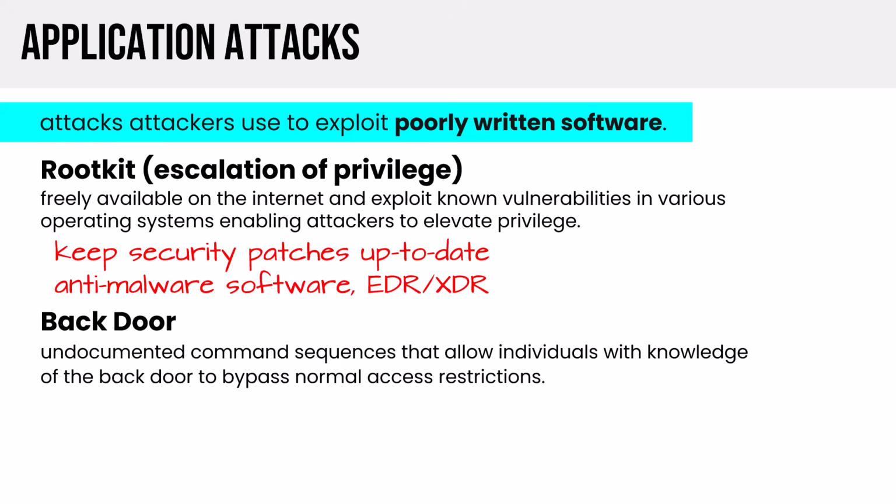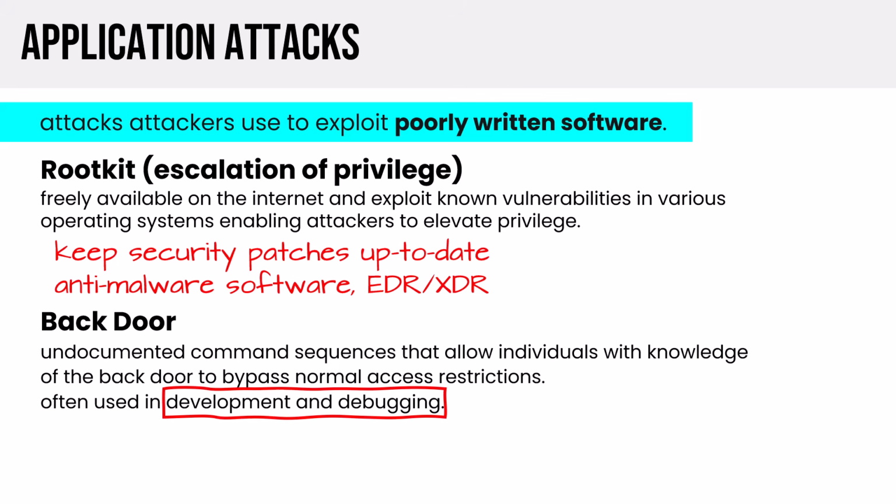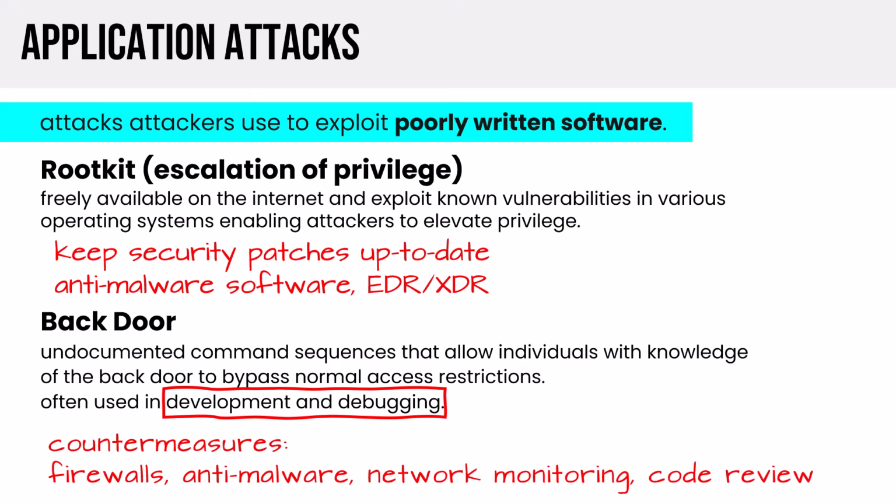Backdoor attacks, these are undocumented command sequences that allow individuals with knowledge of the backdoor to bypass normal access restrictions. These are often used in development and debugging operations, a backdoor for the developer. Countermeasures here would be firewalls, anti-malware, network monitoring, and code review to catch these backdoors before they make it into production. We want to make sure that backdoors don't exist, generally speaking.